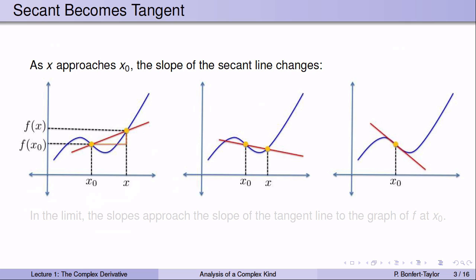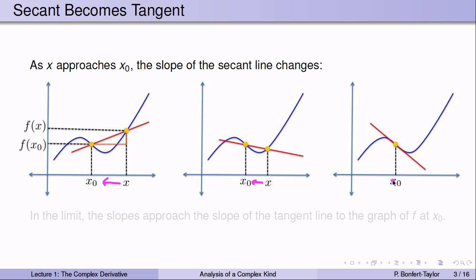Next, we need to let x approach x0. And by doing that, the slope of the secant line will change. As this point x moves toward x0, the slope of the red line, that's the secant line, will change. Here's an example. X moved closer to x0 and the line changed quite a bit. As x moves closer and closer and closer to x0, the secant line becomes a tangent line in the limit.